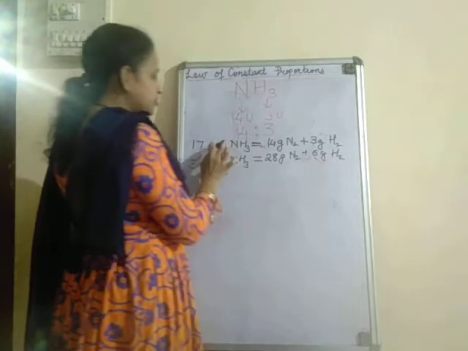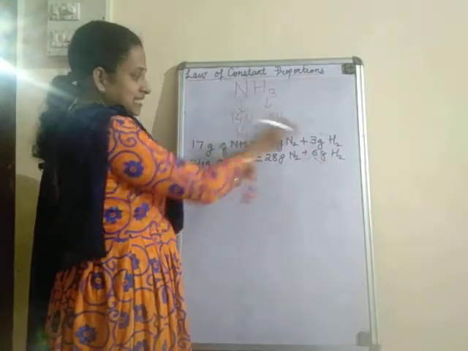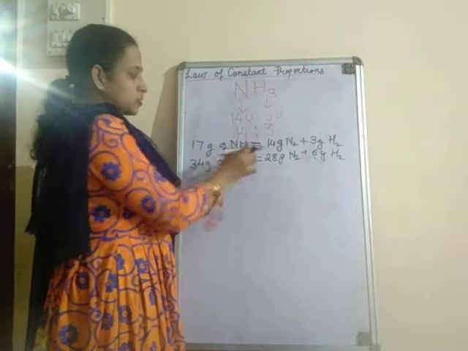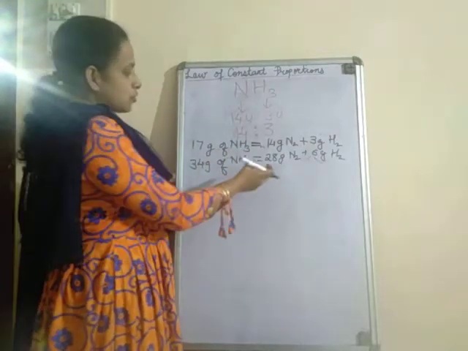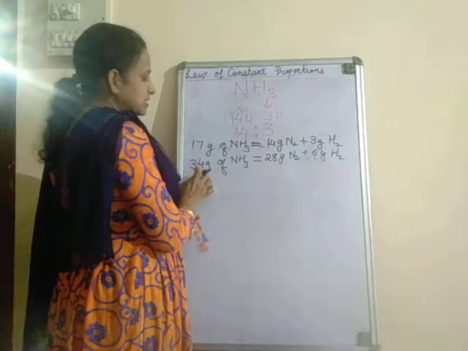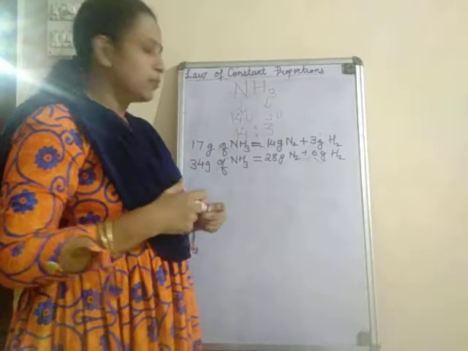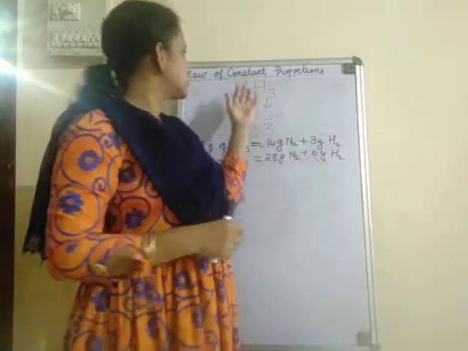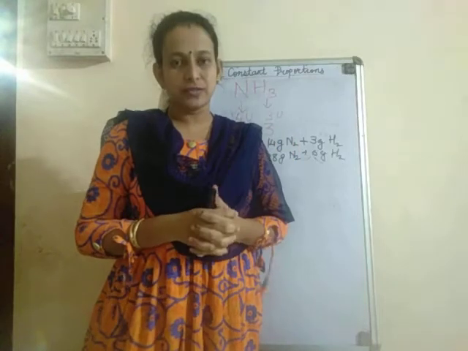If you go on checking both sides, the mass of the reactants and the mass of the product should be the same. So here also 28 plus 6 becomes 34, and 14 plus 3 becomes 17 grams of ammonia. So this is regarding the law of constant proportion. I hope you have understood this.